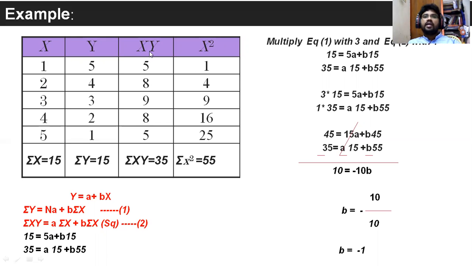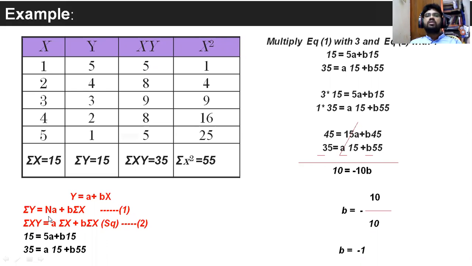First we do the x into y. What is the x value and what is the y value? Here 1 into 5, 5. 2 into 4, 8. 3 into 3, 9. 4 into 2, 8. 5 into 1, 5. So when you add all these 5 values, that is called sum of xy. You will get 35. So I put it here, 35.